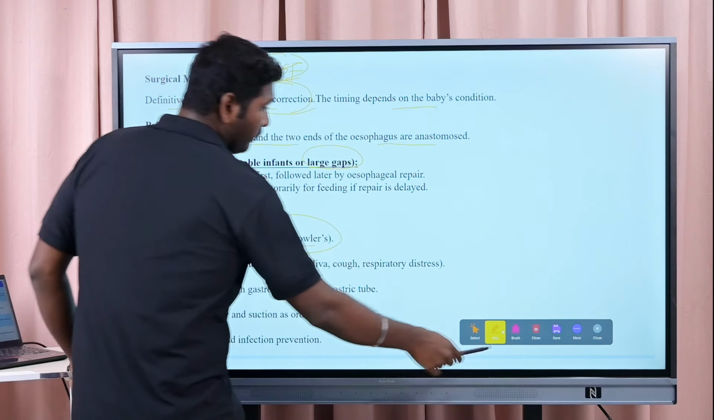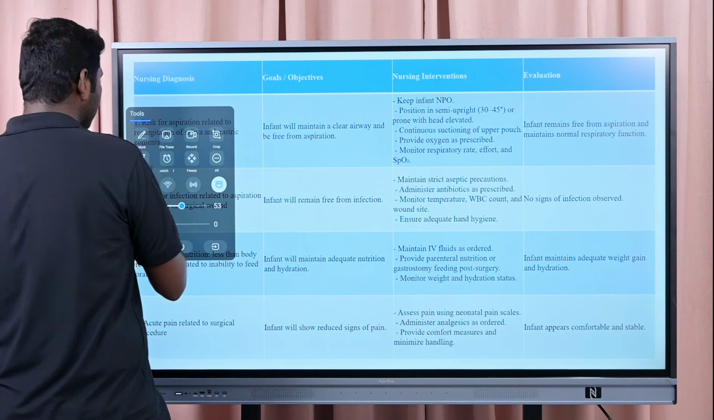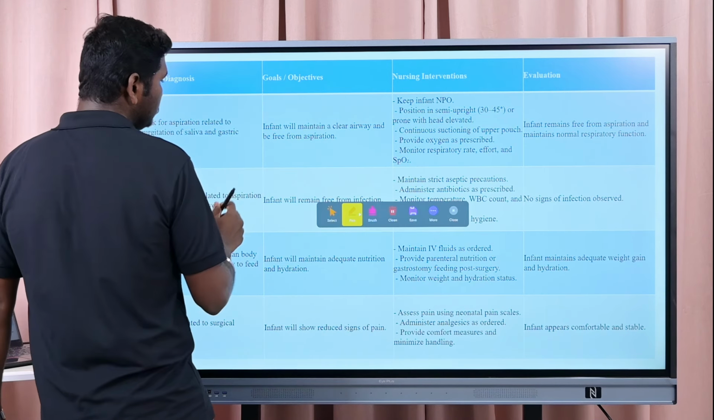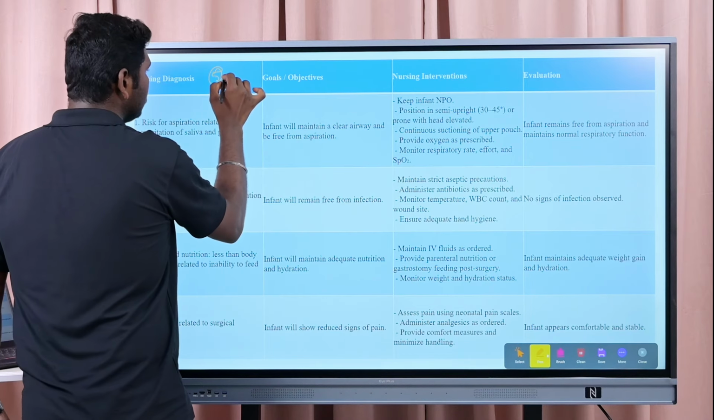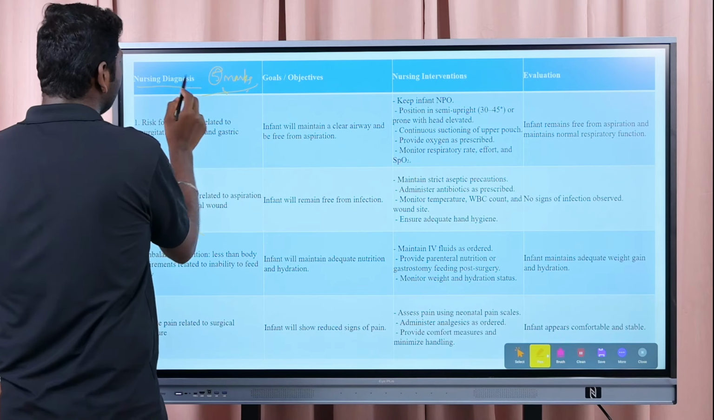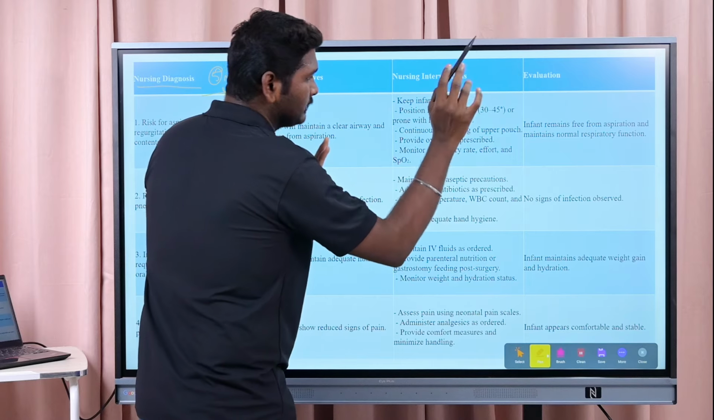Next, nursing diagnosis. This is an important concept where you have to focus. How many marks? This is totally 5 marks. So how will the 5 marks be divided? See, always the parameters should be like this.